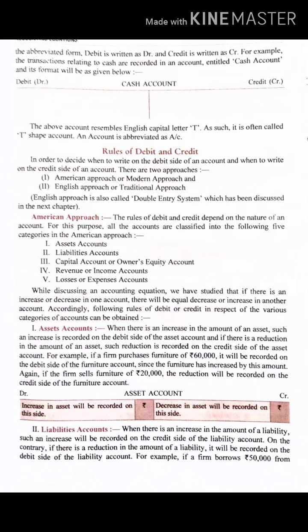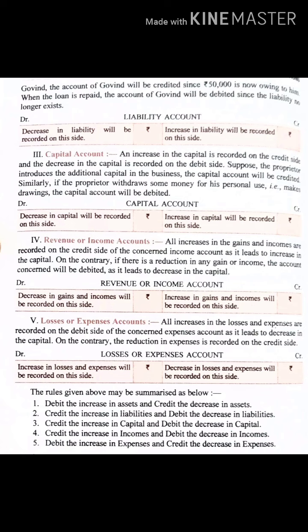Okay. And if there is a decrease in the liability, that means my burden has reduced. Now my burden has reduced, that means I need not pay that much liability. So where will I show? I will show it on the debit side. Okay. Am I clear? Now again make a chart of the liability account. Debit side, when there is a decrease in the liability, it will be recorded on the debit side. You note it down. And if it is an increase in the liability, it will be recorded on the credit side.